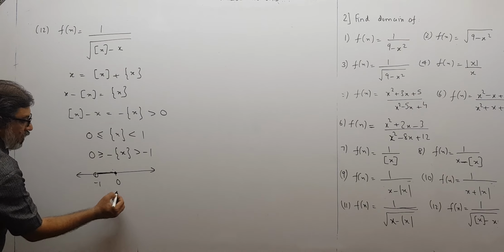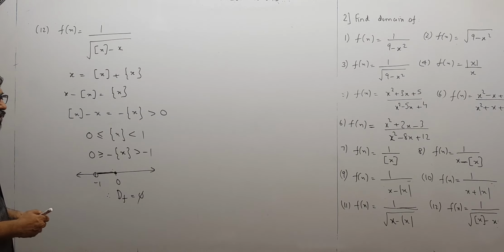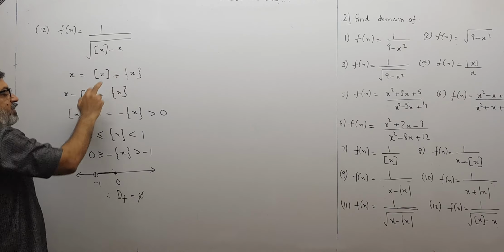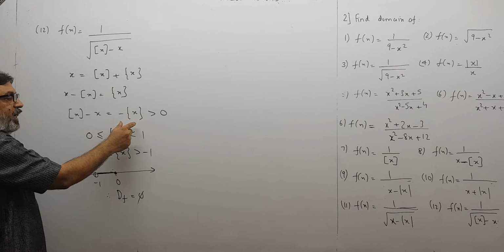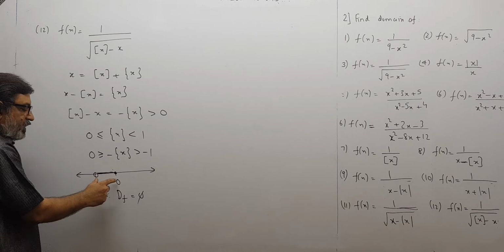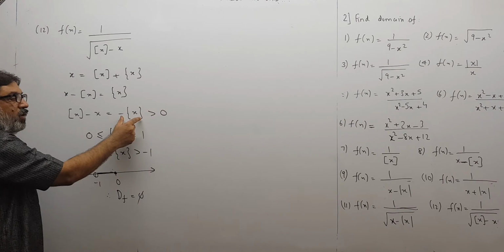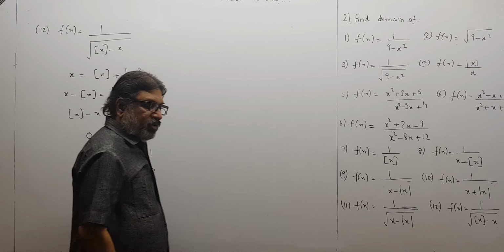And therefore, what will be the domain? Null set. Because we won't get any value of x for which this number, integer x minus x, can become positive. Because this is minus fractional part of x. And I can make out where minus fractional part of x is. Over here. It is never positive. I want it to be positive, but it is not positive. It is over here. That means there is no value of x. So the domain is null set.